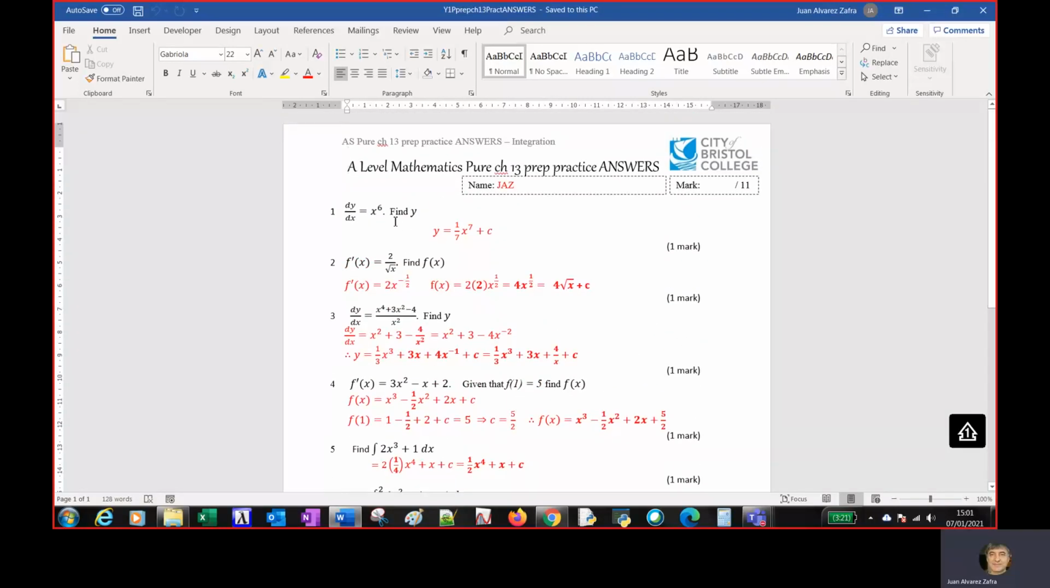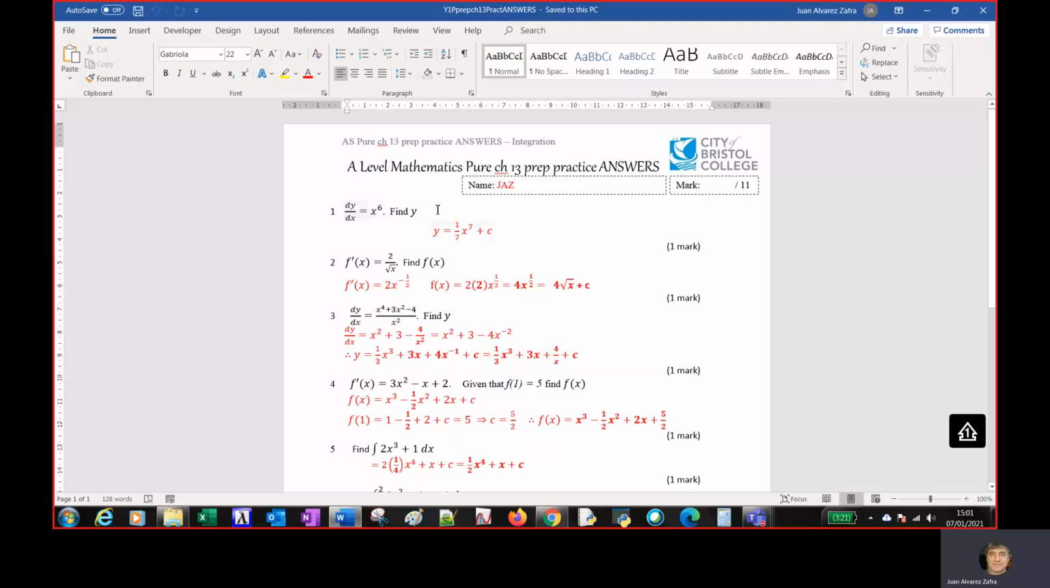So for question 1, we have dy dx equals x to the 6, and we're going to find y. So this is the reverse of differentiation. It is integration. So when we differentiate, we bring down the power and reduce the power by 1. The reverse of that is to increase the power by 1. So x to the 6 becomes x to the 7. And then we take the reciprocal of that power and multiply by it. Or another way of saying that is that we divide by the new power. So we add 1 to the power and divide by the new power.